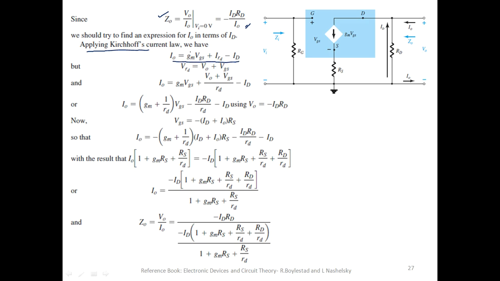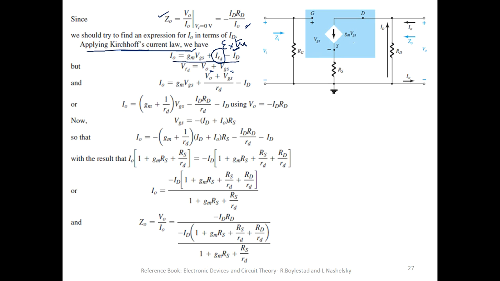I0 now has to be expressed as GM VGS minus ID. Both these terms are same as that of the previous case, but the only additional current term is the current which is flowing through the resistance small rd. So this is the extra term. Now how do we express the voltage across rd? That can be expressed as V0 plus VGS.